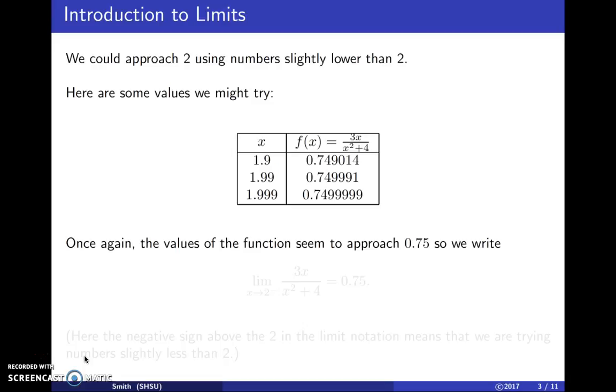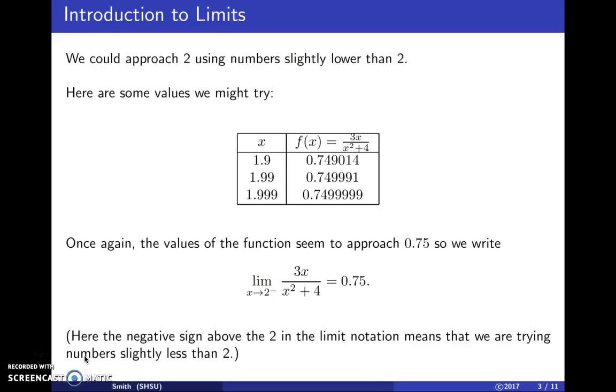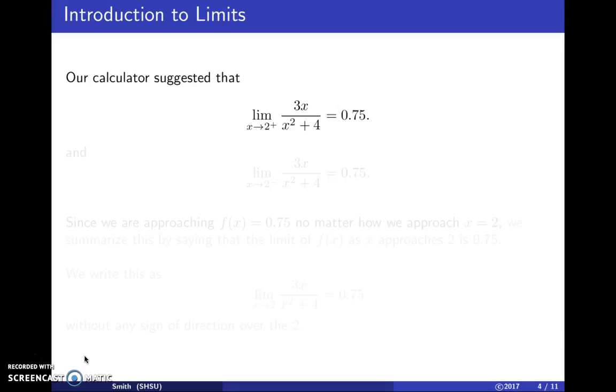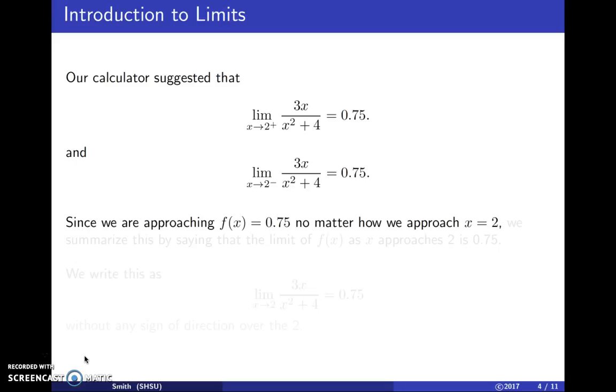These are the y values that seem to be getting close to 0.75 as the x values rise up to 2 from below, and so we would write the limit as x approaches 2 from below of this fraction is 0.75. Here, the negative sign above the 2 that I've put in red means that we're trying out numbers slightly less than 2. Our calculator is suggesting that the limit as x approaches 2 from above is 0.75, and as x approaches 2 from below is 0.75. Since we're approaching 0.75 no matter which way we come at 2, we summarize this by saying the limit of f of x as x approaches 2 is 0.75.